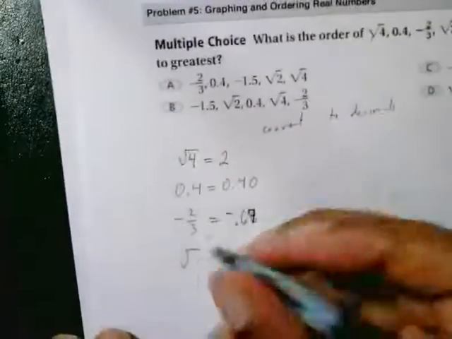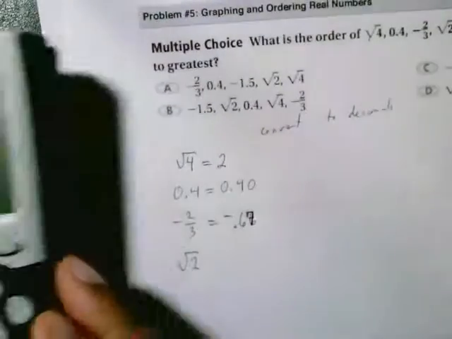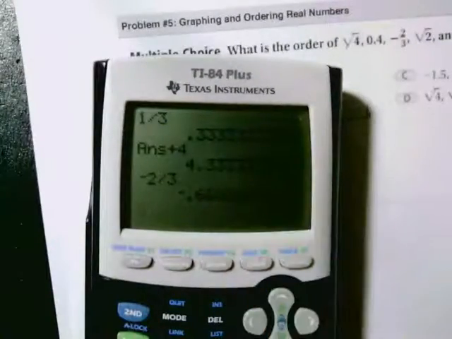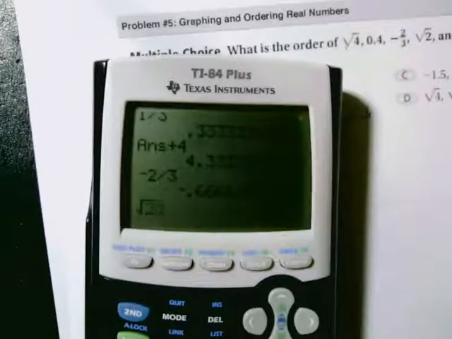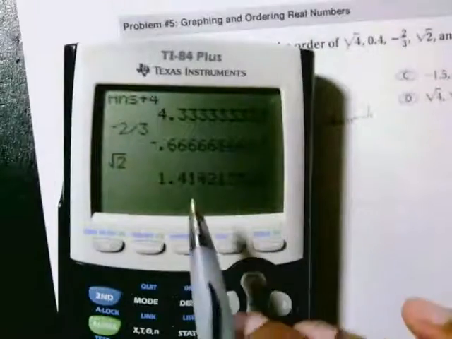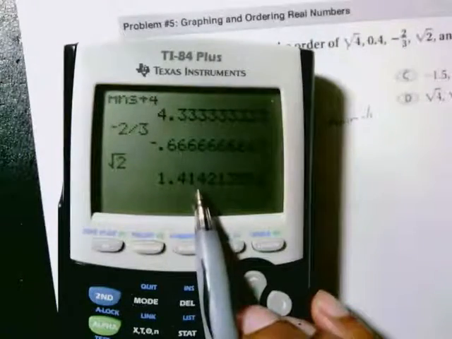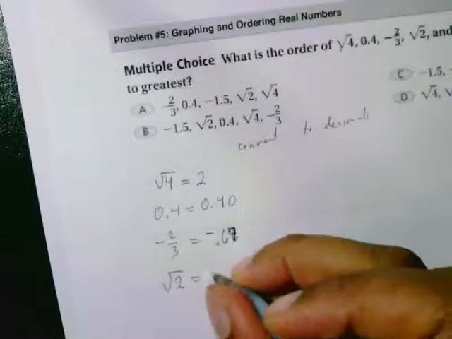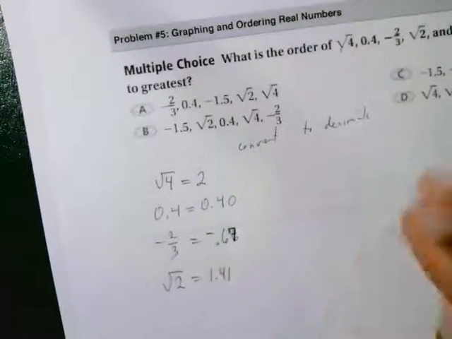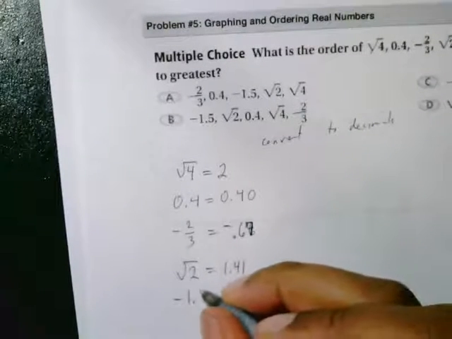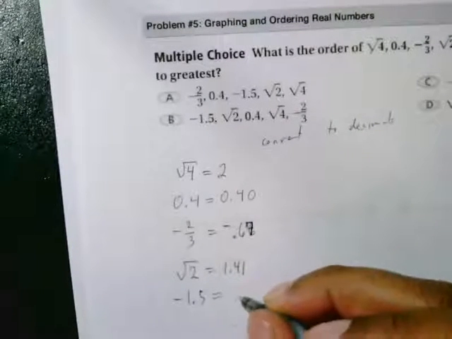Then we have the square root of 2. Guys can see the calculator. The square root of 2. Alright, it's going to be basically 1.41. And then lastly, negative 1.5 is negative 1.5.